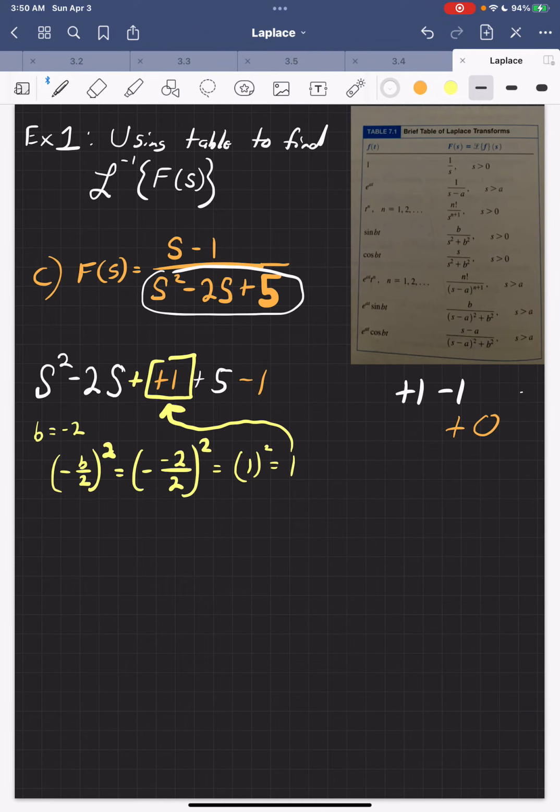So now let's write the result. Now I would have s squared minus 2s plus 1. I don't know why I have 2 plus symbols. And that's going to be s squared minus 2s plus 1, and then 5 minus 1 is 4, so plus 4. Don't combine that 1 and the 4 yet. You'll be right back to where you started. Okay? So at this stage, we're going to think about it like this.